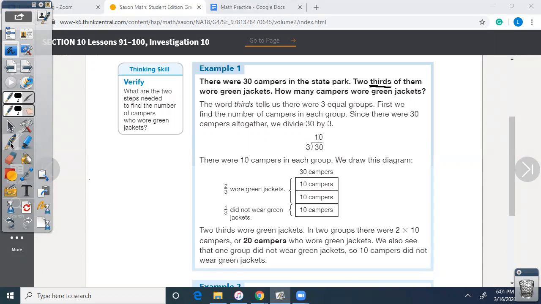Okay, we've done problems with this before, right? If the question said something like there were 30 campers in the state park, 1/3 of them wore green jackets. How many campers wore green jackets? You'd be able to solve that. We've done problems like that before. Okay, but this one's a little bit different. It says 2/3 of them wore green jackets.